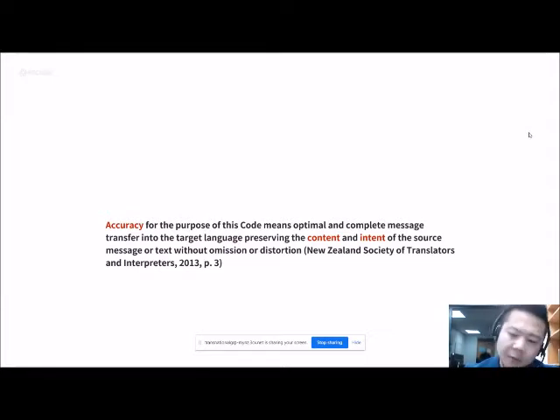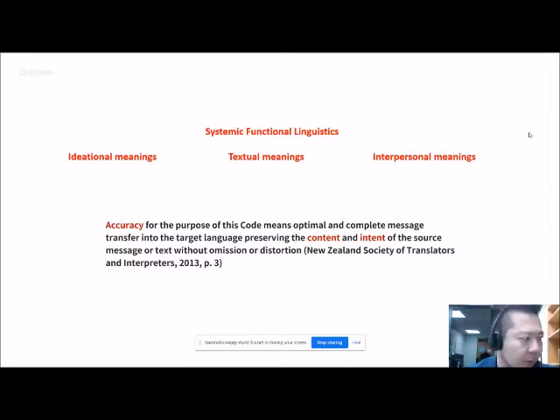So I used the framework of systemic functional linguistics to explain the translators' assessment results, and I realized that it seems the translators mostly focus on ideational meanings. Ideational meanings, to put it in plain language, are the literal meaning, the semantic meanings of a word. When they say a car, it's just a car. When they say persuade, it's just persuade. When they say please, it's just please.